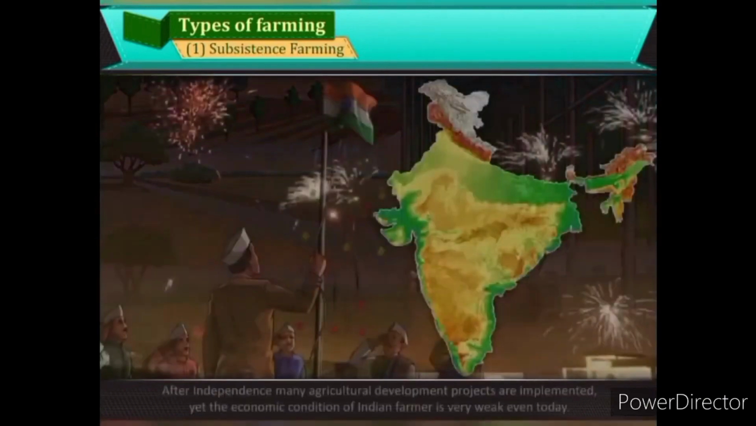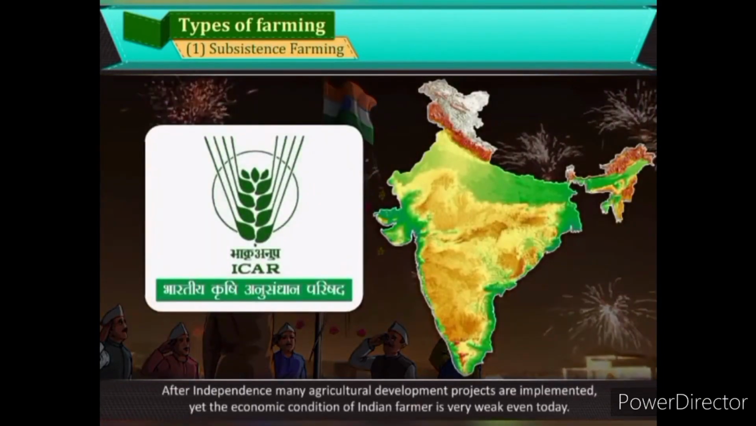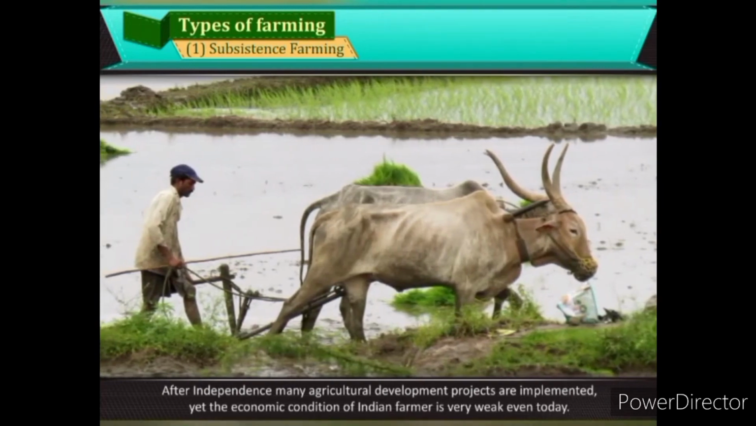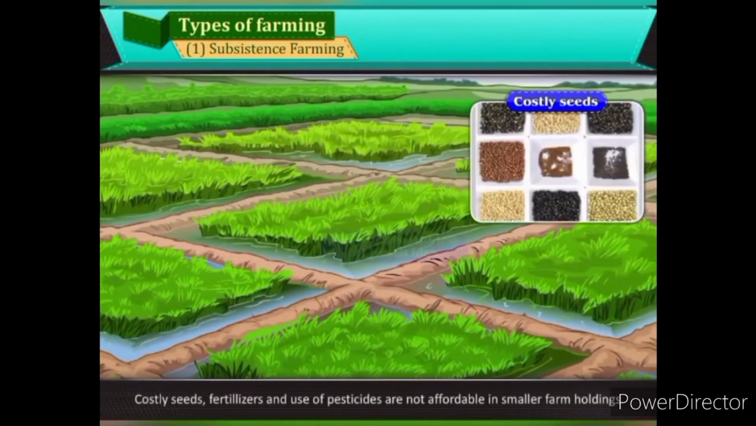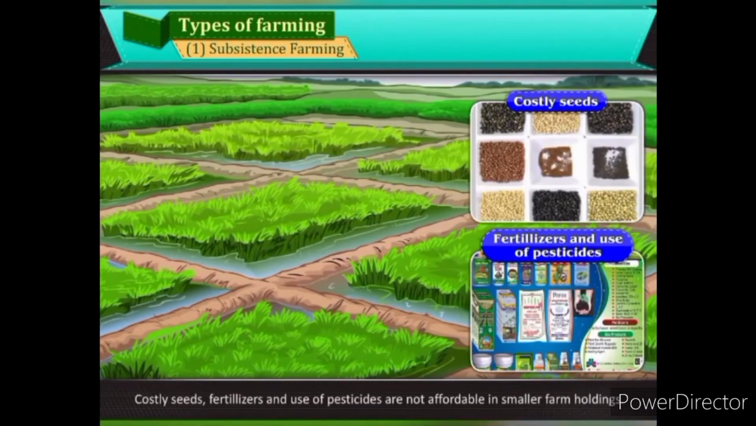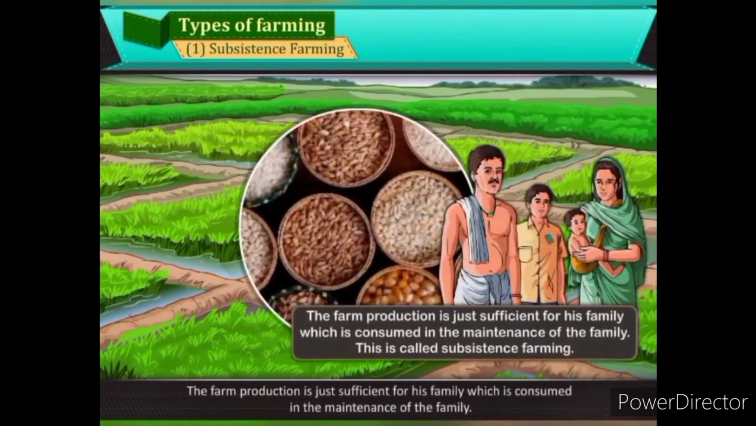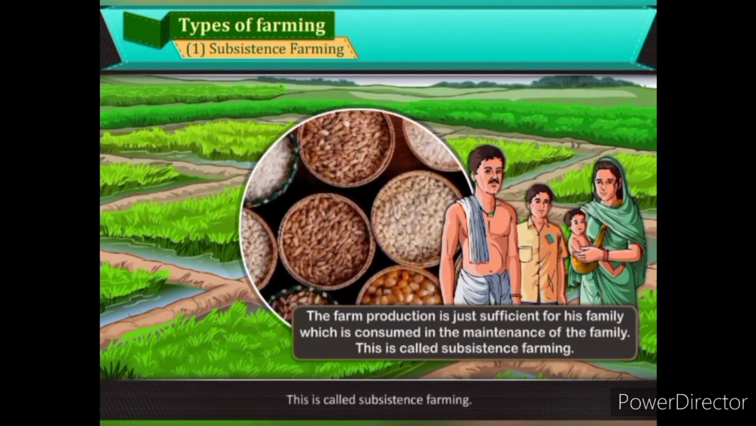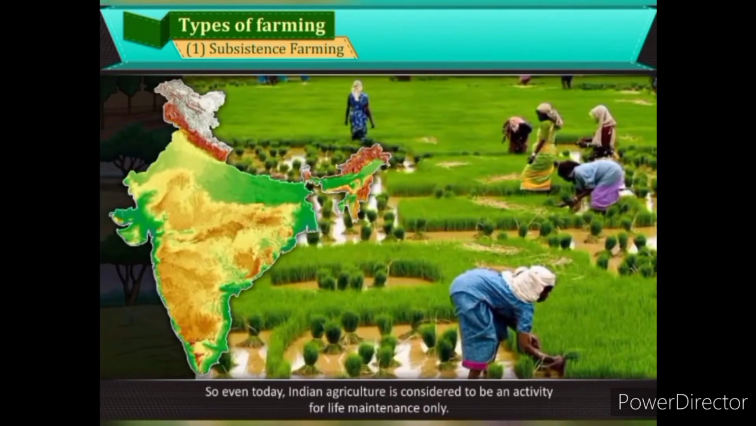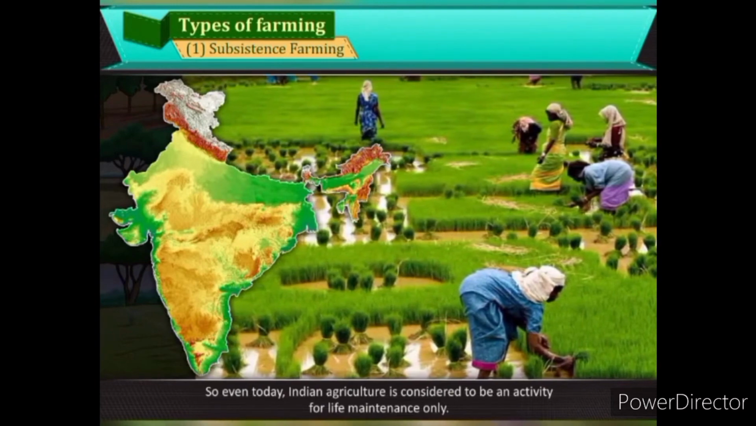Subsistence farming. After independence, many agricultural development projects are implemented, yet the economic condition of the Indian farmer is very weak even today. Costly seeds, fertilizers, and use of pesticides are not affordable in smaller farm holdings. The farm production is just sufficient for his family, which is consumed in the maintenance of the family. This is called subsistence farming. So even today, Indian agriculture is considered to be an activity for life maintenance only.